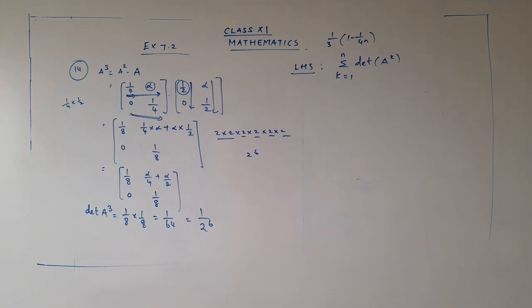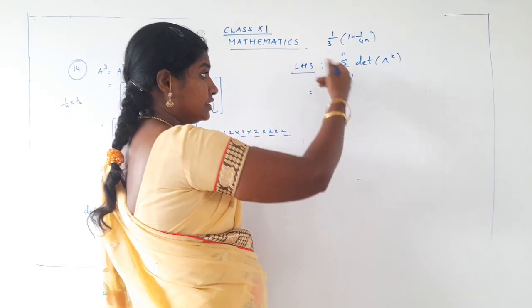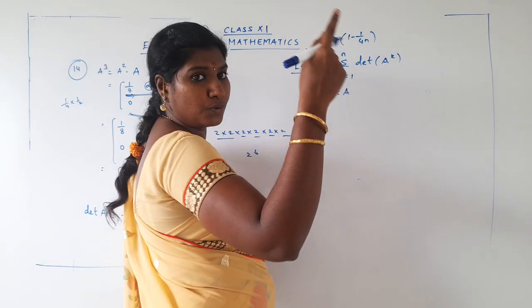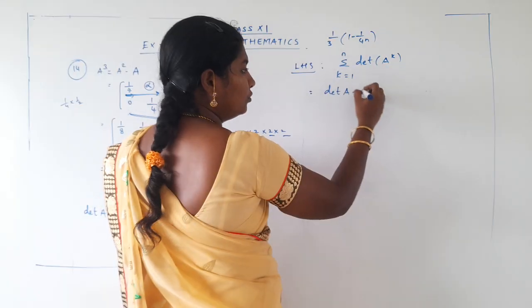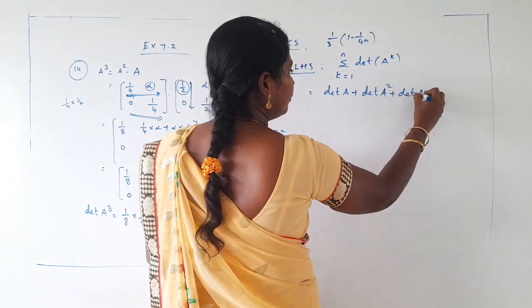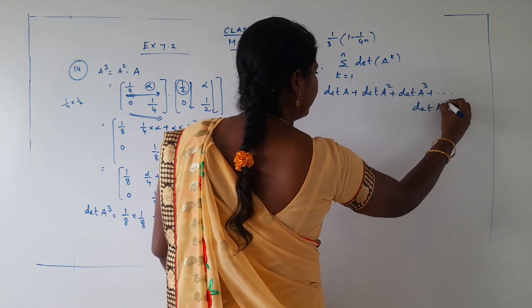So I am just going to expand now. I am going to simplify the LHS part and see how to get the answer. This is equal to, I am going to remove the summation. So I get here determinant of A. If I take 1, I get A raised to 1, that is A. If I take 2, I get determinant of A square plus determinant of A cube, and it goes up to determinant of A raised to n.